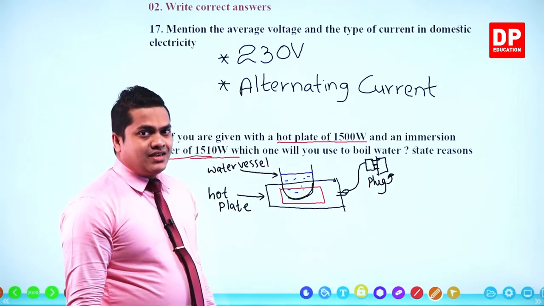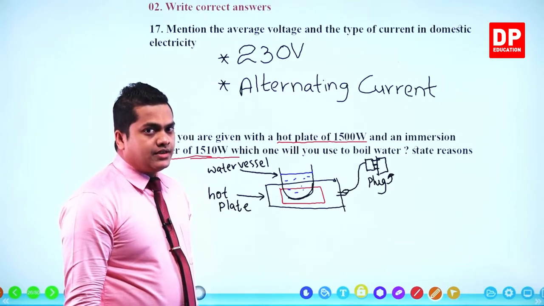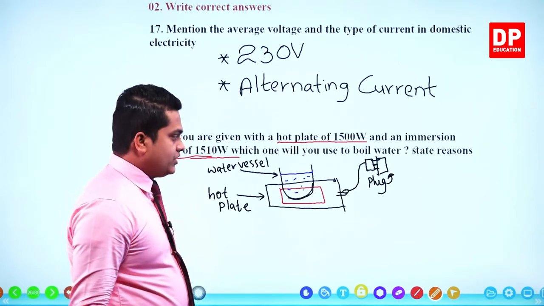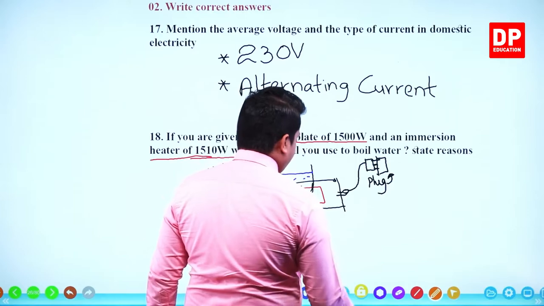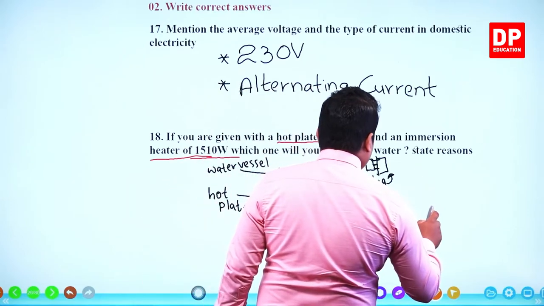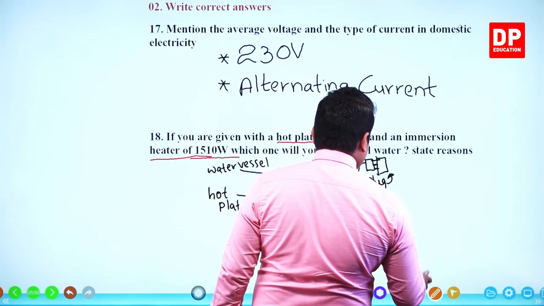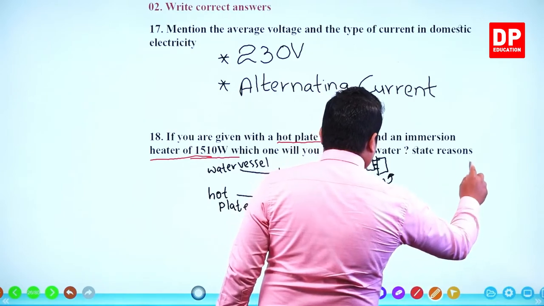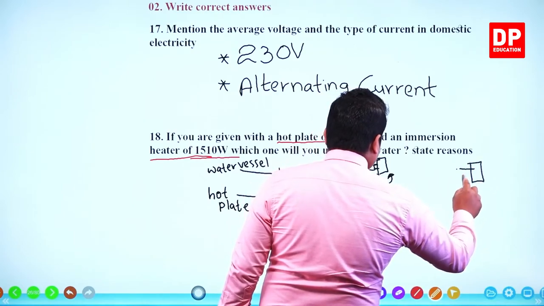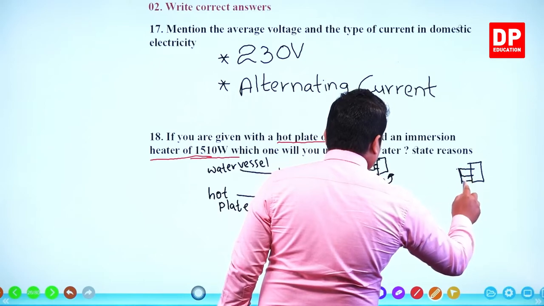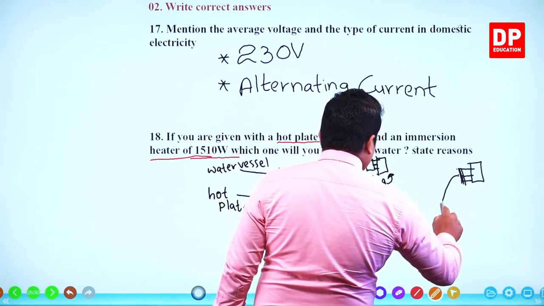Why is this thing not efficient like the immersion heater? Now I'm going to draw and show the immersion heater for you guys. Immersion heater is like this. The plug pin. Wire.